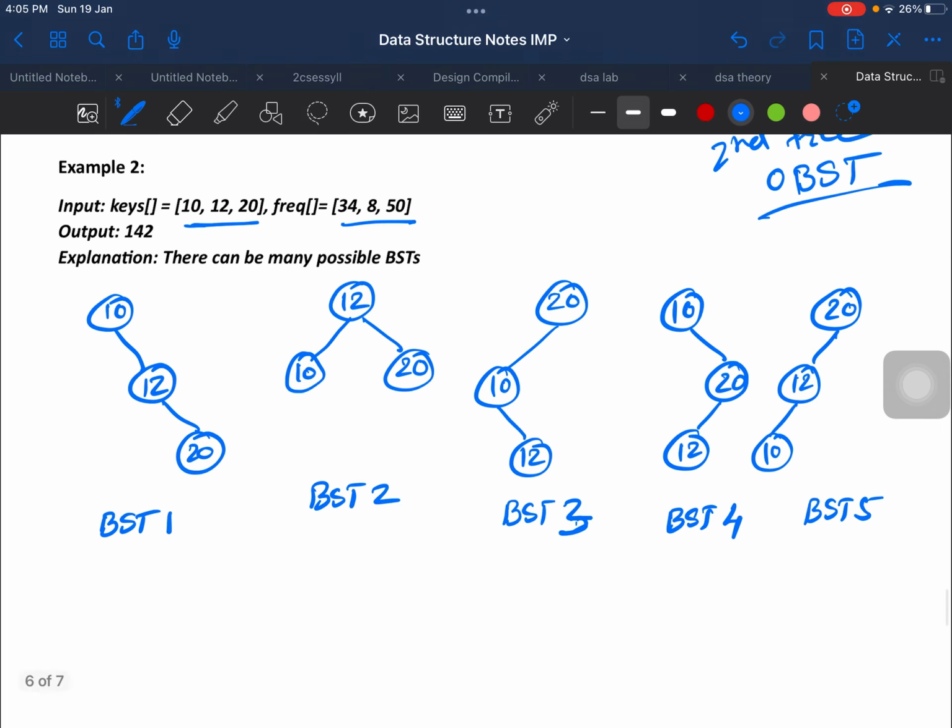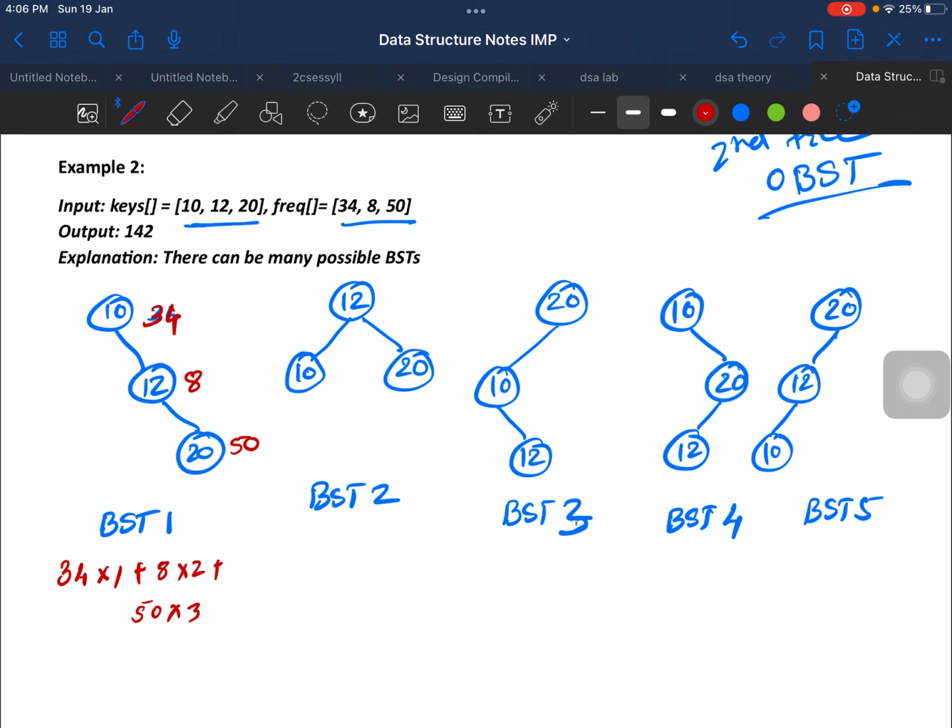Then 12 I got 8 times and 20 I got 50 times. Okay, so what is the cost of this? So 34 into 1 plus 8 into 2 plus 50 into 3. Okay, why? Because 20 is present on the third level. Okay, so calculate the cost of this tree, guys. 34 into 1, that is 34, plus 8 into 2, that is 16, 50 into 3, that is 150.